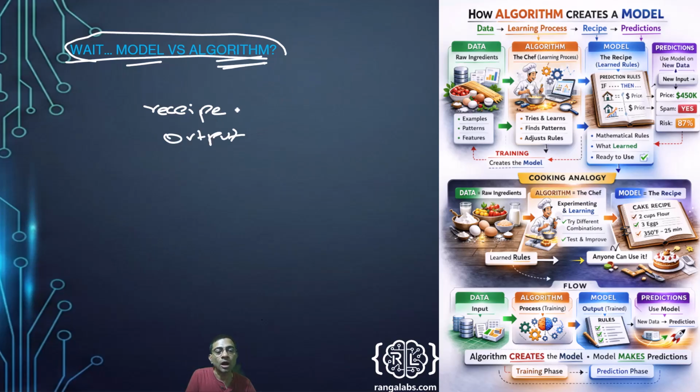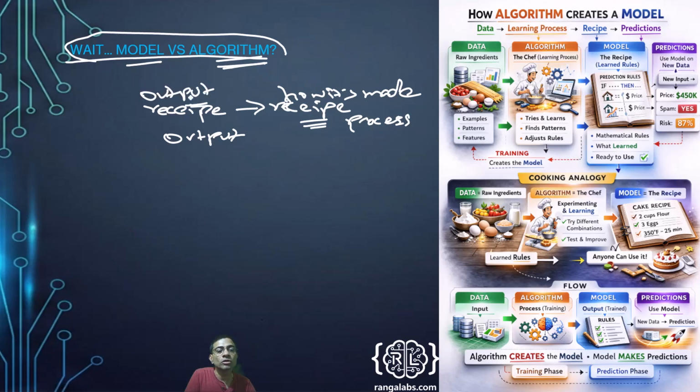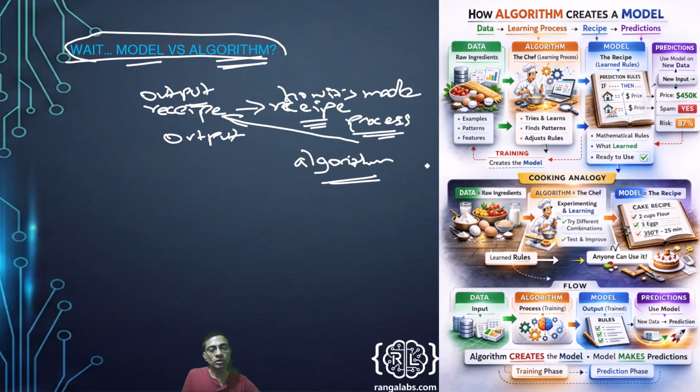Algorithm is how this recipe is made. This is also a process, right? How it is made. And the recipe is the output. So this is the final product and this is the process. The process of making the recipe is called the algorithm. Understand very, very simply. You can see the whole process here.